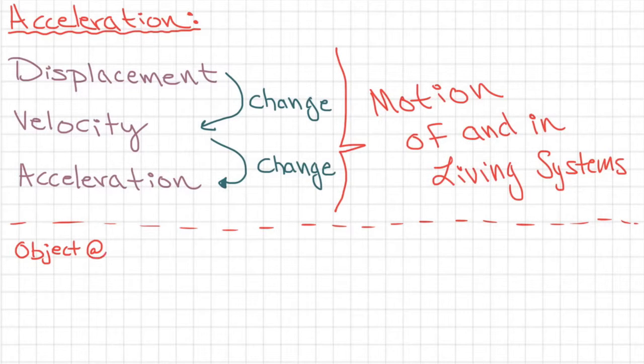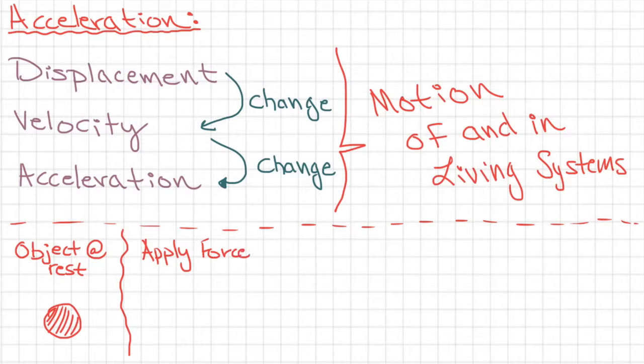So let's go way in the beginning. You can have an object at rest. I'm going to make a little red ball. Could be a red blood cell. And then I'm going to apply some force. And this is going to be Newton's second law. We haven't covered it yet. But when you apply some force, you get an acceleration. So I'm going to go ahead and draw in this blue force.